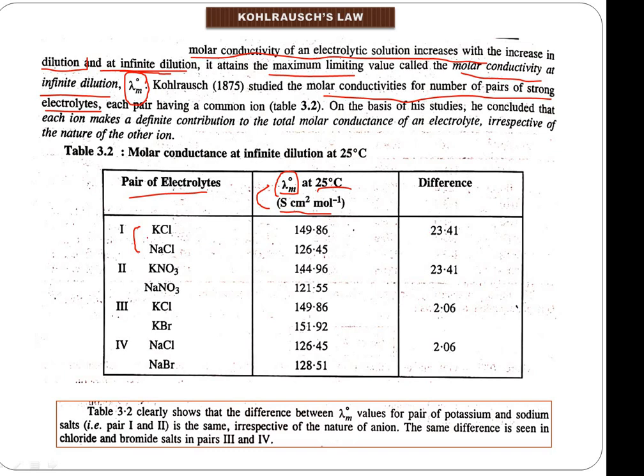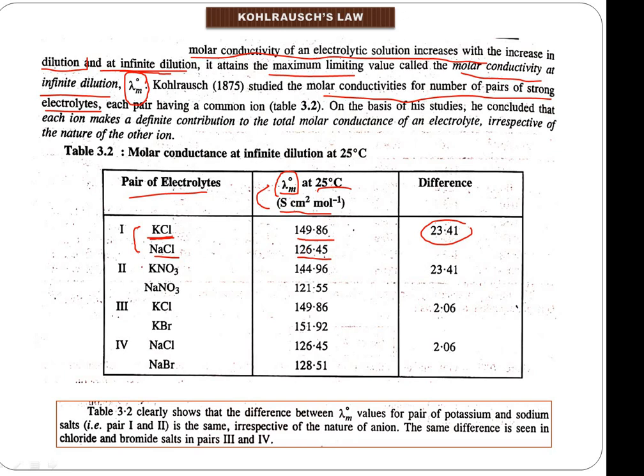Now when you checked the molar conductivity of potassium chloride at infinite dilution, the value is 149.86, and in the second case, sodium chloride, the conductivity value is 120.6. So the difference is 3.1. So clearly in both these cases the chloride ion is constant. So the difference is due to sodium and potassium. We know that sodium is smaller in size and potassium is larger in size. Because of this, the difference in conductivity value arises.